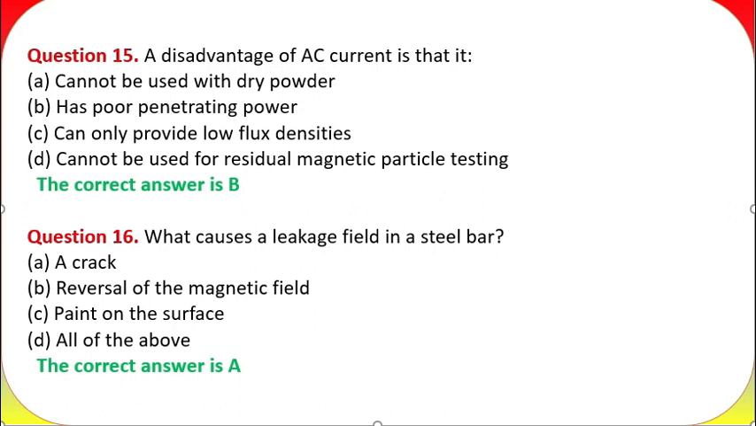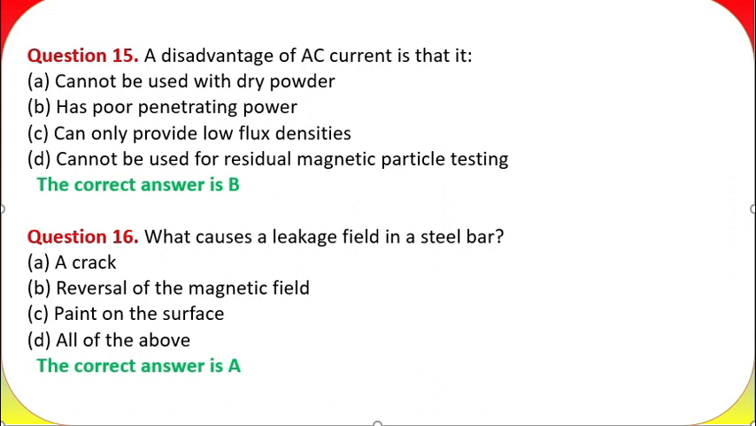Question 15. A disadvantage of AC current is that it: A. Cannot be used with dry powder. B. Has poor penetrating power. C. Can only provide low flux densities. D. Cannot be used for residual magnetic particle testing. The correct answer is B.